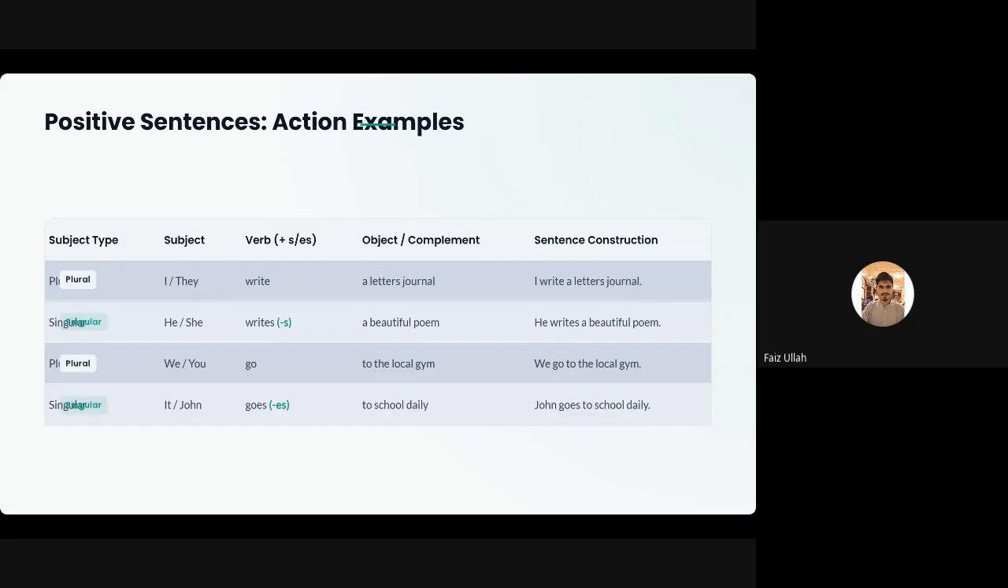Okay, we will talk about that a bit later. First of all, let's quickly skim through the sentences, the structures. We need to focus more on the structure.